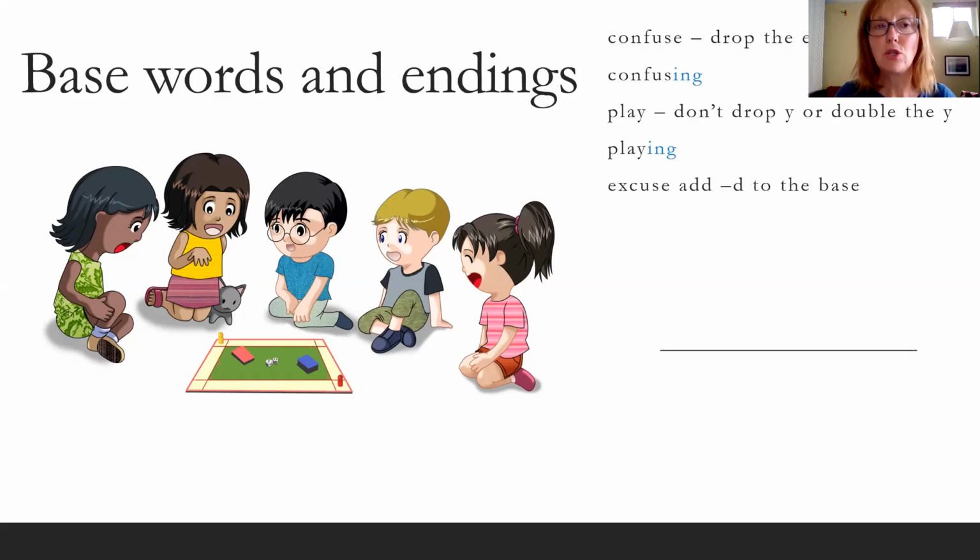Then we have excuse, which is very similar to confuse. If we want to make that into excused, we're just going to add the D. This time we'll keep the E because it's part of the ED ending. So no point in dropping the silent E and adding the E back in for the ED sound. So we'll just do excused.